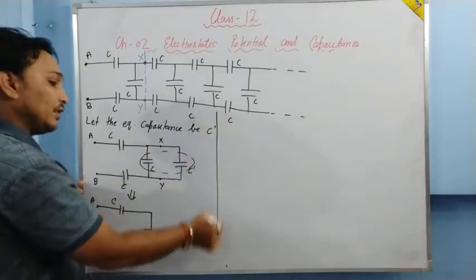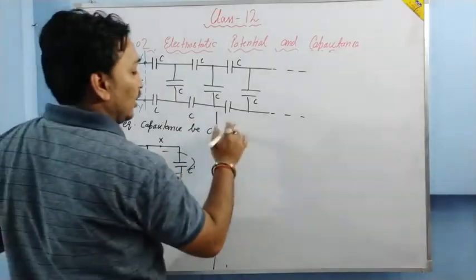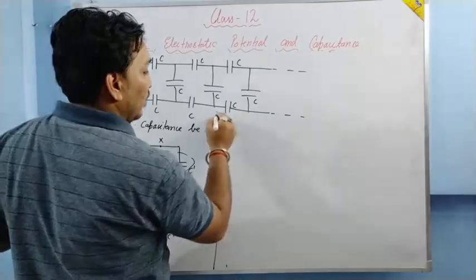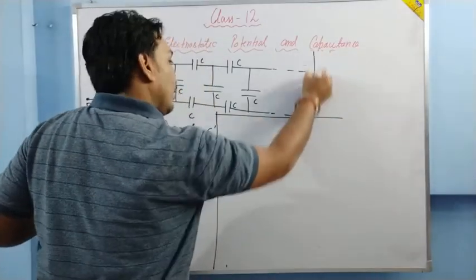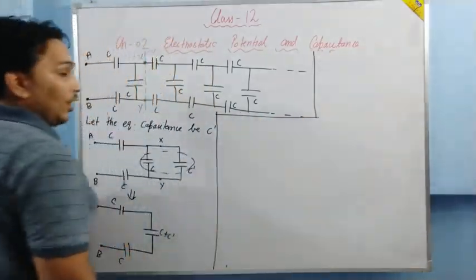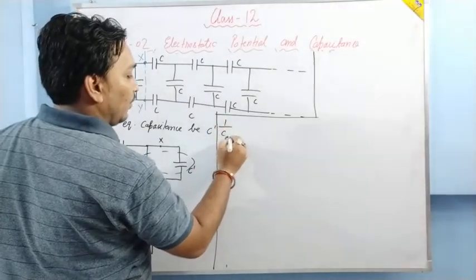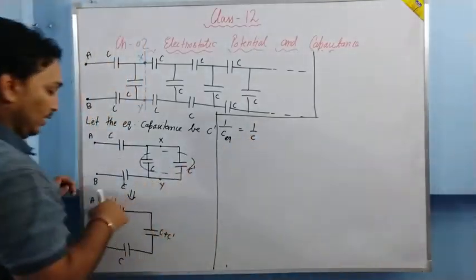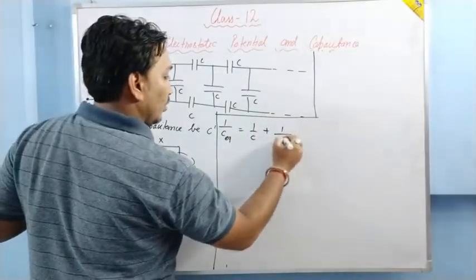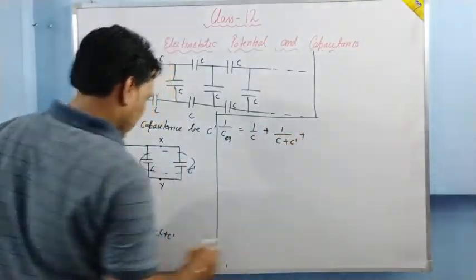If they are in series, then the equivalent capacitance will be: 1 upon C equivalent will be 1 upon C plus 1 upon C plus C dash plus 1 upon C.